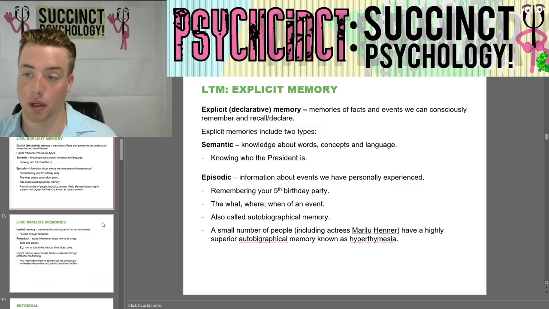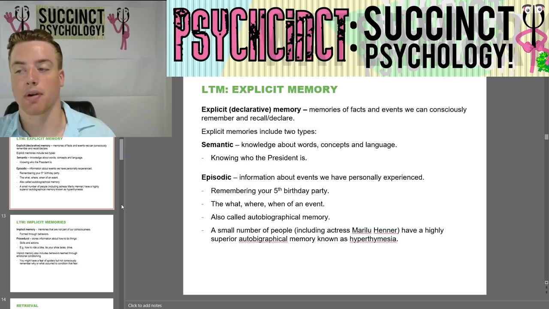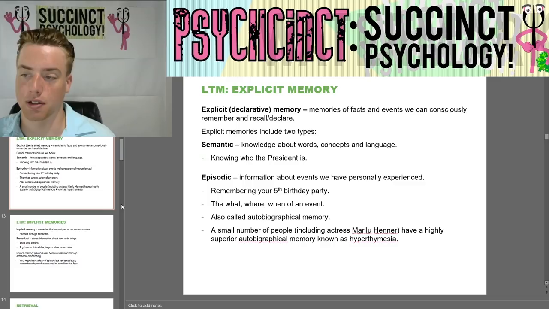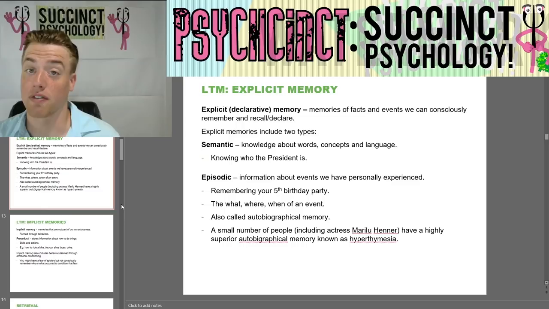Continuing with that, we have explicit memory. So our explicit memory, or declarative memory, is memories of facts and events we can consciously remember and recall, slash declare. Now, explicit memories include two types. Semantic, which is knowledge about words, concepts, and language. So like knowing who the president is. And then you have episodic, so information about events we have personally experienced. So, for example, remembering your 5th birthday party, the what, where, when of an event, also called autobiographical memory.